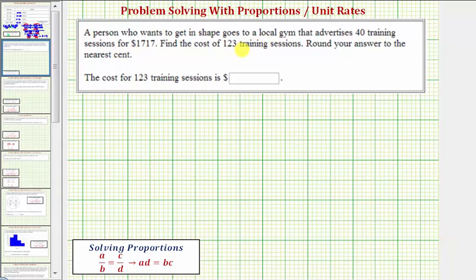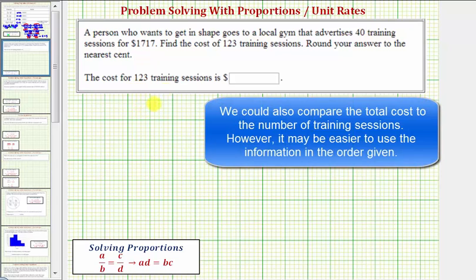A person who wants to get in shape goes to a local gym that advertises 40 training sessions for $1,717. Find the cost of 123 training sessions, and we're asked to round to the nearest cent. So we'll first solve this problem using a proportion, and then we'll talk about how to solve this problem using unit rates. To set up our proportion, we'll compare the number of training sessions to the total cost.